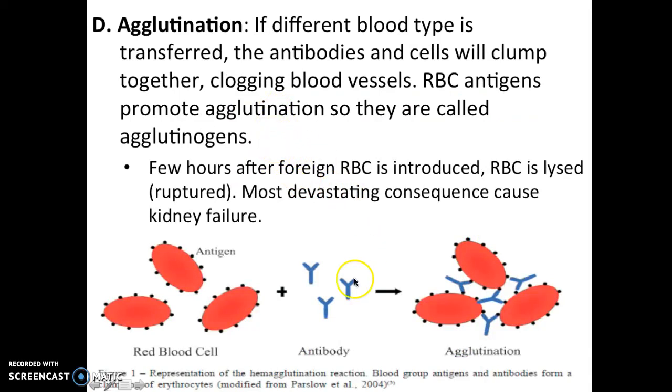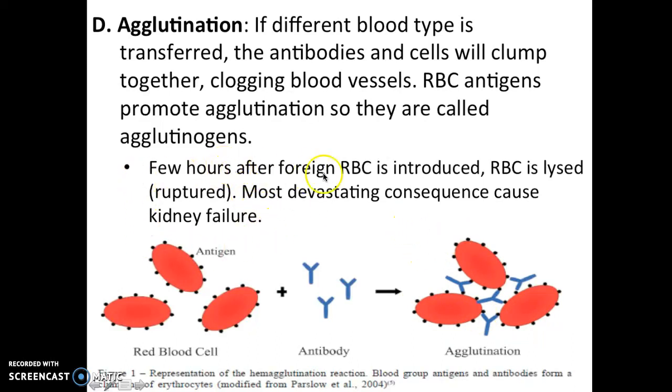Agglutination, this is actually what occurs. If a different blood type is transferred, the antibodies and cells will clump together. So this is the wrong red blood cell with the wrong antigen, and the antibody will actually come in and attach. This will cause clotting, essentially, and that's what agglutination is. A few hours after a foreign red blood cell is introduced, the red blood cell is lysed. The most devastating consequence is kidney failure.